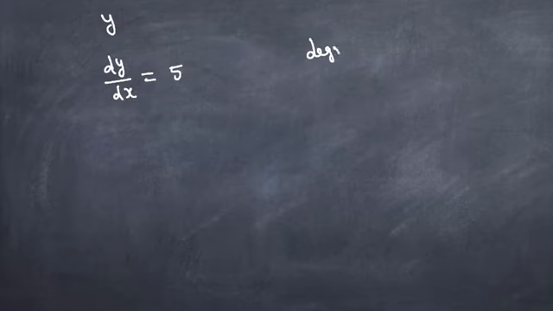So let me write down an example. So this is a function, and the derivative of this function, let's say dy over dx with respect to x, is equal to 5. Look at this. What is the power of this derivative? 1. So the degree is 1, and the function or its derivatives are not multiplied together anywhere. So this is a linear differential equation.